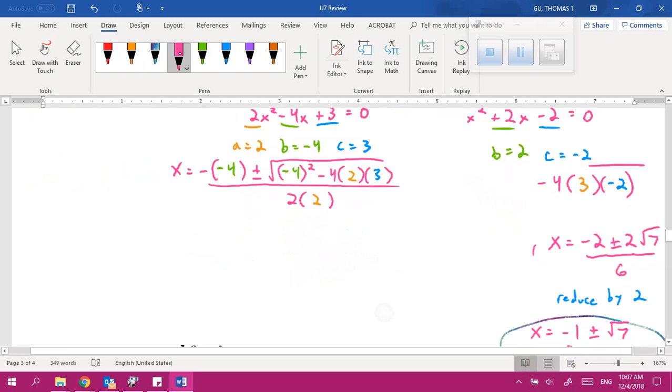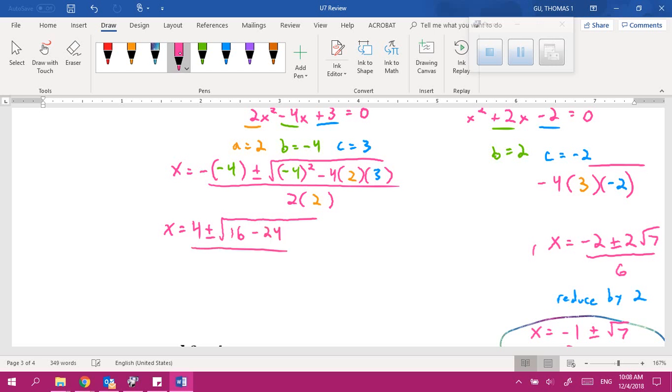So first thing, x equals, what does negative 4 change into? Positive 4 plus or minus square root of, what is negative 4 squared? 16. That's very important that you have the parentheses there, or else it would end up negative, but it's positive. 16. Then we got negative 4 times 2 times 3. What's that? Negative 24. And this is going to be over? 4.